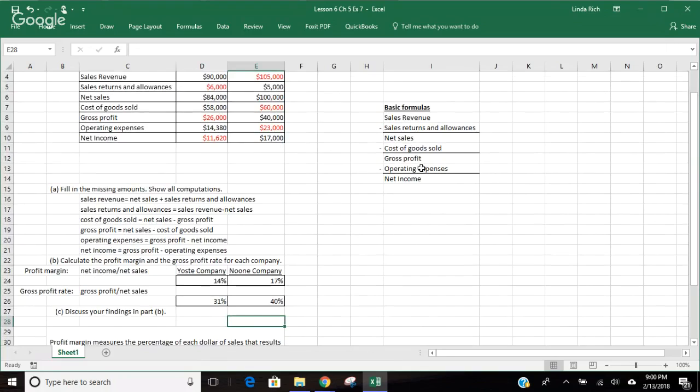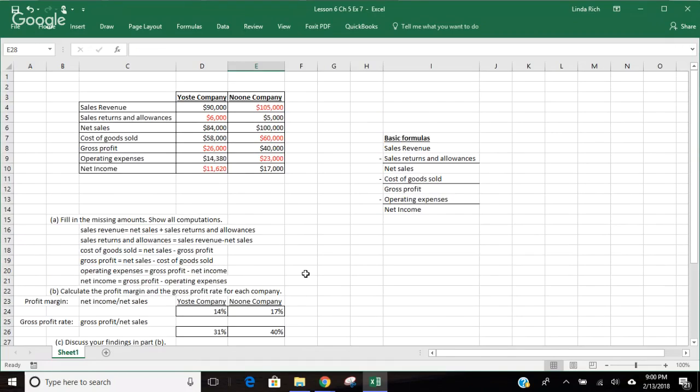I hope this helps. And this was the basic formula in the book. And I think if we just memorize that, it will help us be able to process everything else.